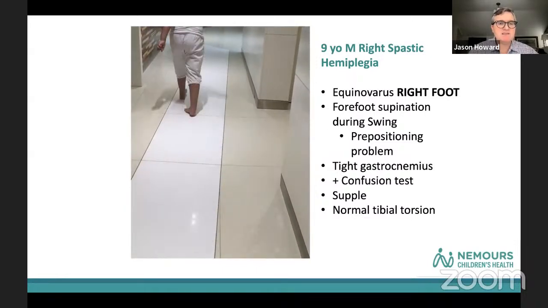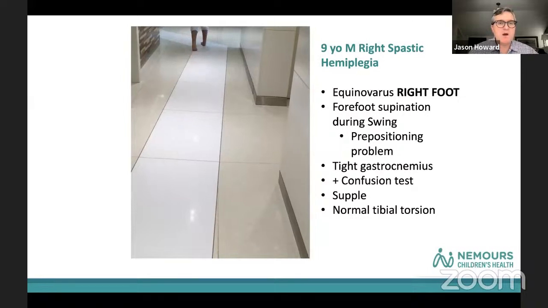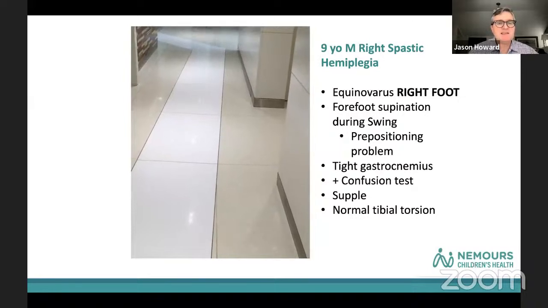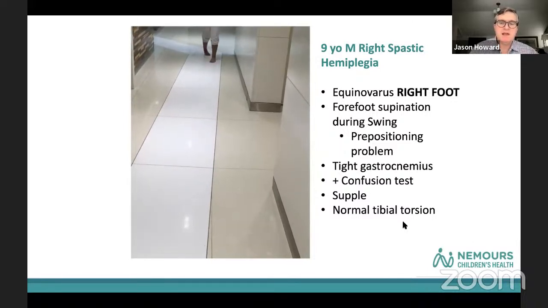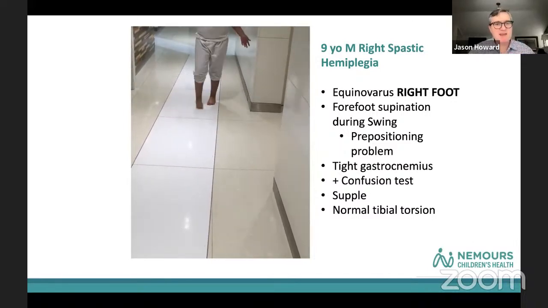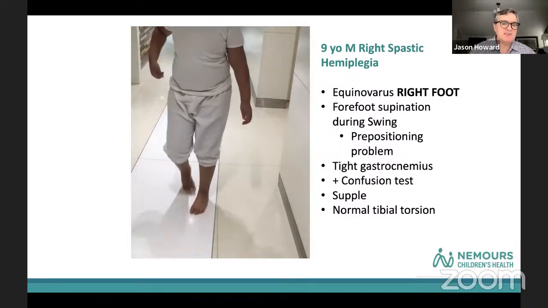He's got some equinus, which is not too bad, but there is some there. And he's got hindfoot varus. I apologize if it's hard to see. He's got normal tibial torsion, though, despite having that in-toeing that you see there on that right side.